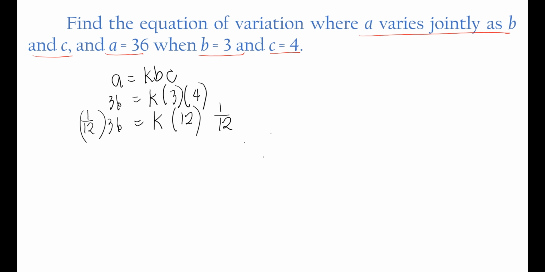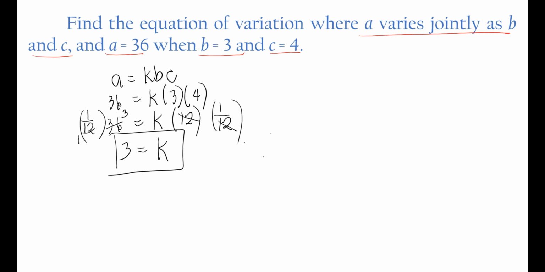And then, simplify. We may cancel this out, and then 1 will remain, and 1 times K is equal to K. 1 over 12 times 36 is equal to 3, because we can cancel this out. 36 divided by 12 is 3. Therefore, the value of K is 3.